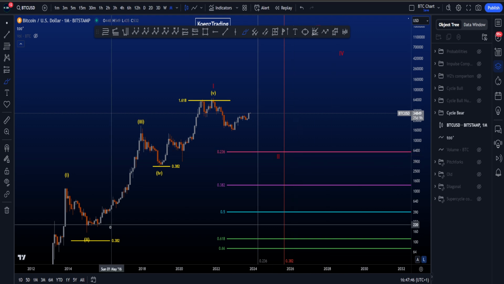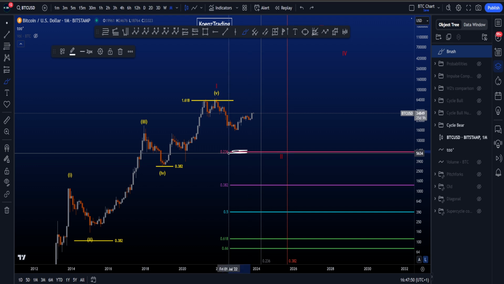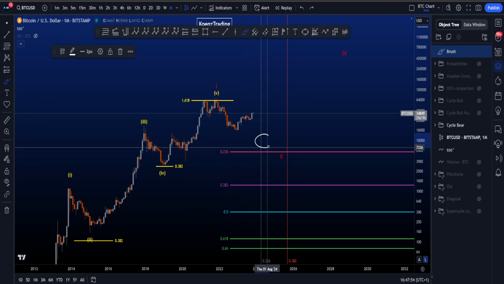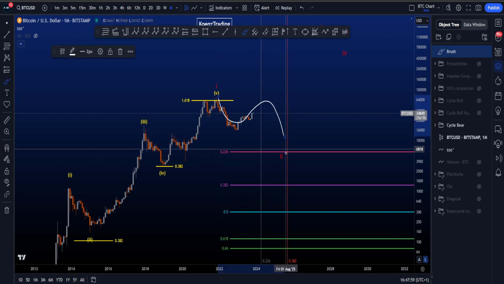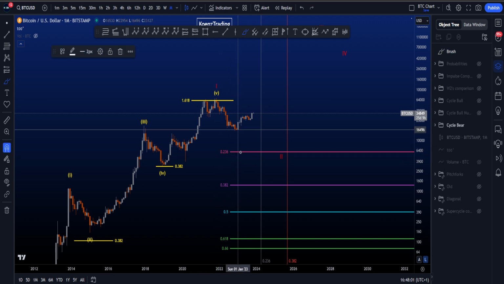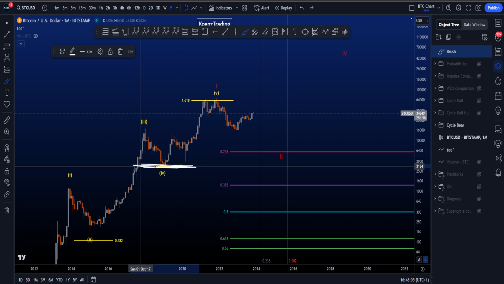However, on these higher time frames, just like we can see over here, the 0.236 can be an area of interest, or maybe even just above the 0.236, based on the support we have between 8 and 11k, which I'll show in a second. But we're at least looking for another move down. For wave 2, the 0.236 is sitting at 6k. Do not want to see this low being broken, to be honest.